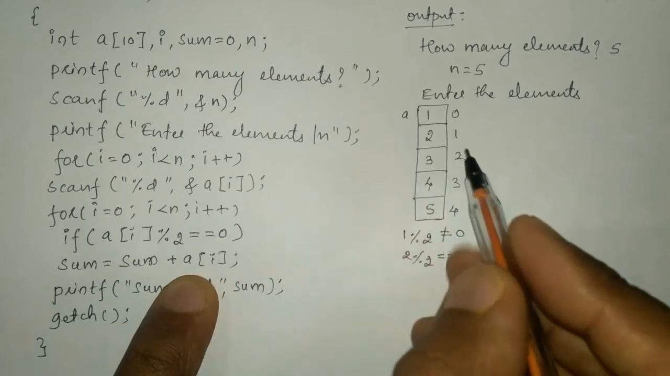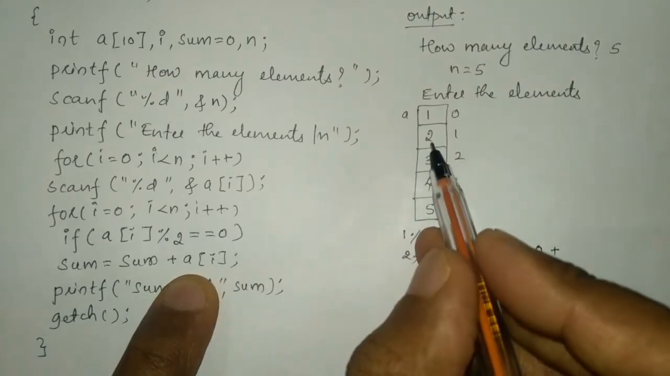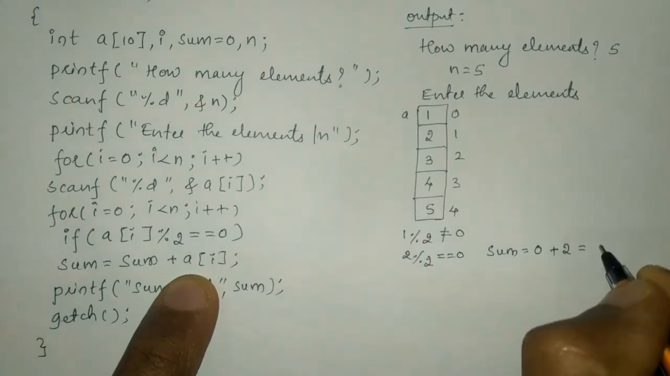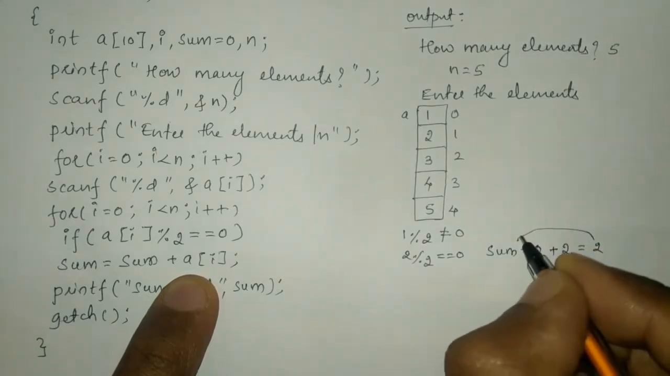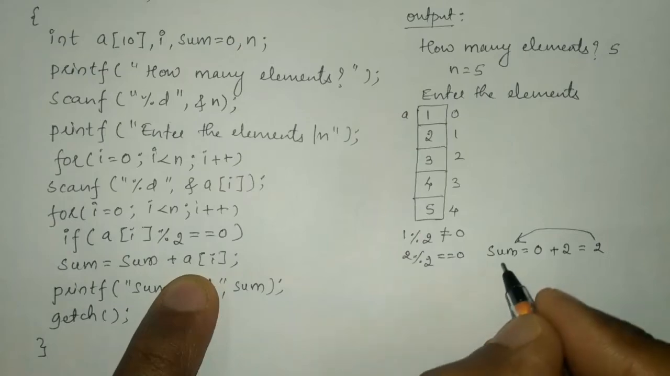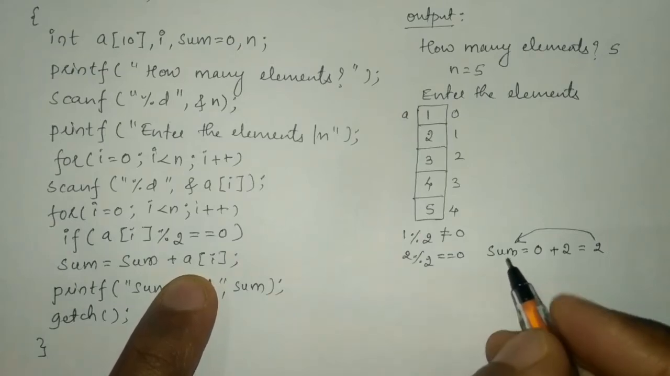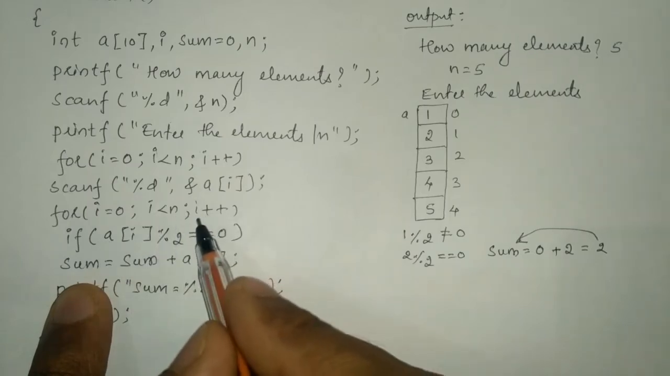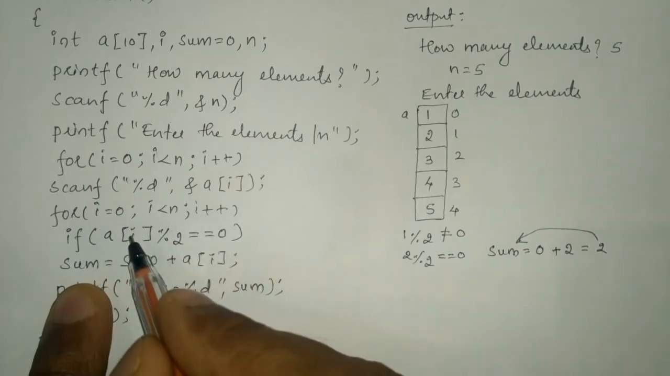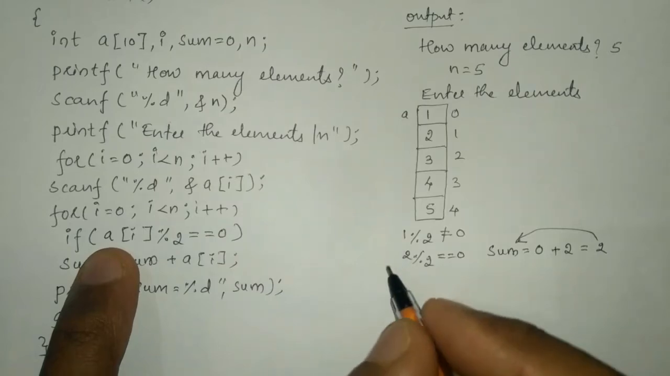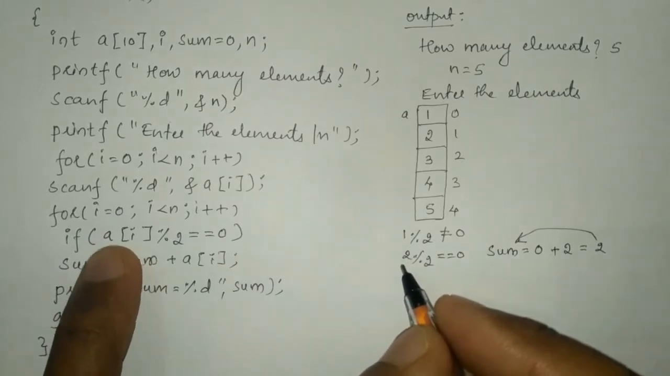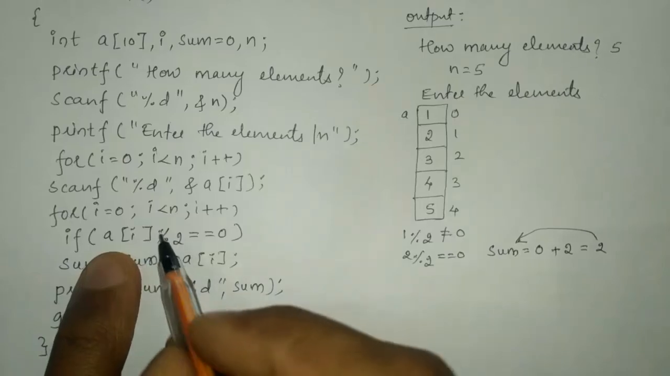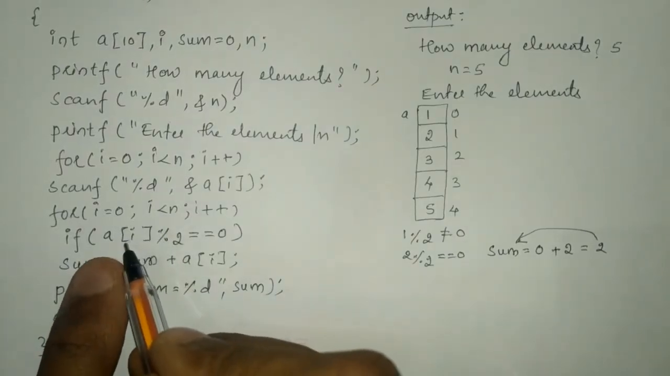Correct? So a of 1 consisting of what? 2. So here we'll write 2. 0 plus 2 is 2. So this 2 is equated in variable sum. Next, again it increments the value of I by 1. Now the I value is 2. So here we are going to check a of 2, sorry. Now it is a of 2.